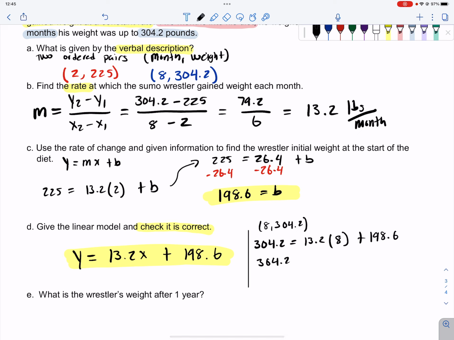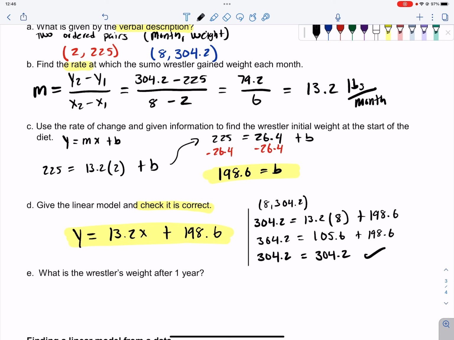Now to simplify this a little bit, 304.2 is equal to 105.6 plus 198.6. And 105.6 plus 198.6 add together to give us 304.2. So both sides of our equation are equal, meaning that this point 8, 304.2 is on this line that we have written. So hopefully it should be correct.